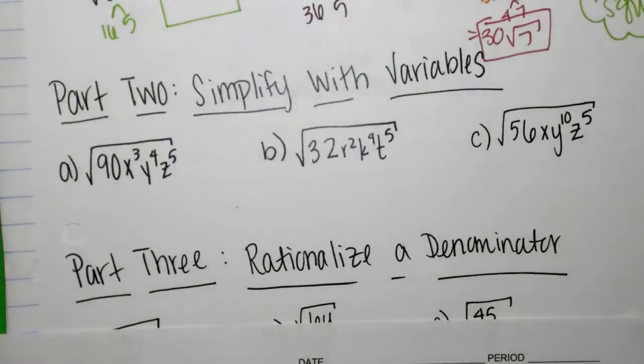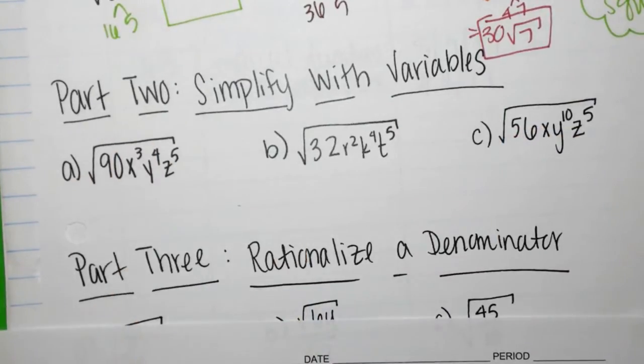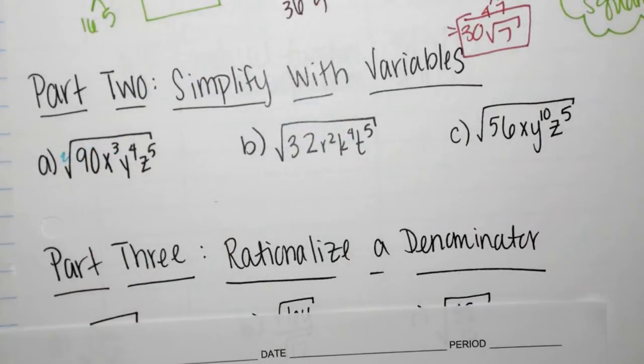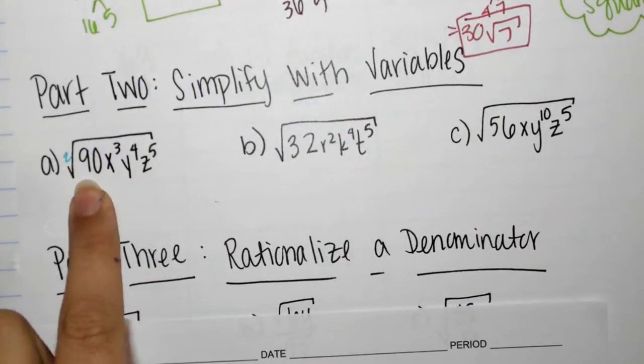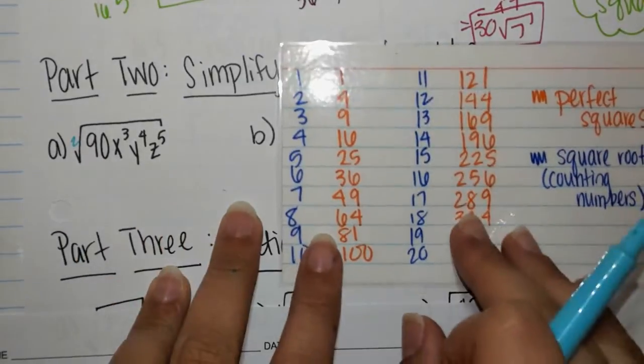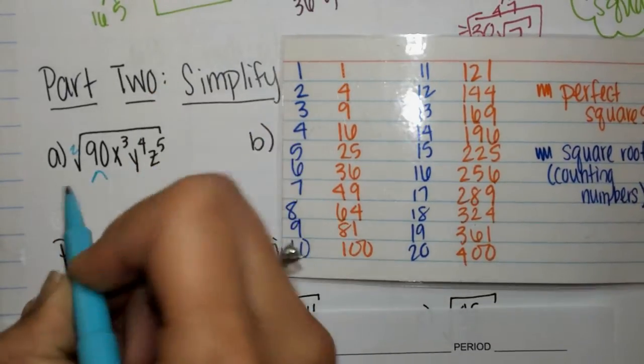I'm going to pass out part 2. Part 2 has variables in it. So you still do it the same way, but remember, when we have a square root, we have a baby 2 right here. So the first thing we do is we break down the numbers. So what's the biggest perfect square that goes into 90? 9. So it's 9 and what? 10.